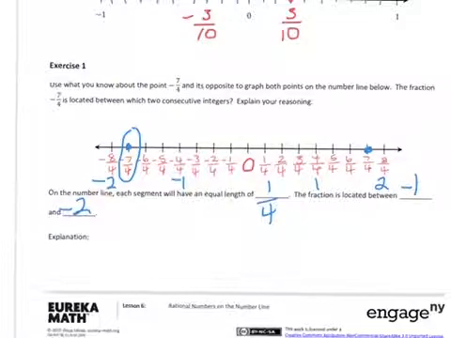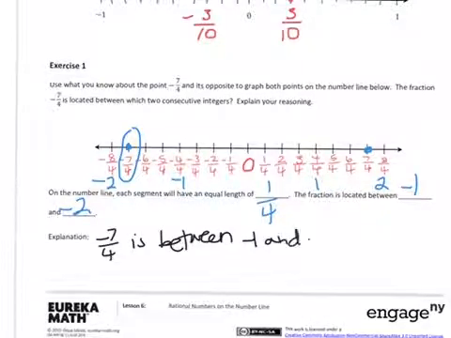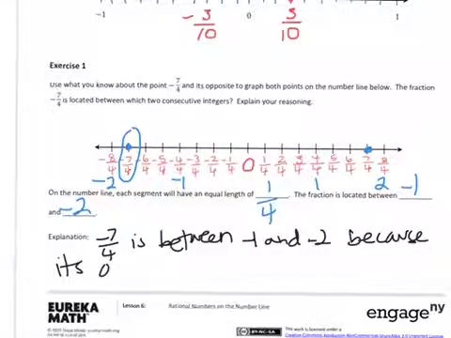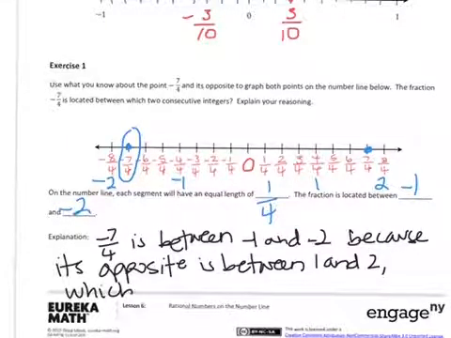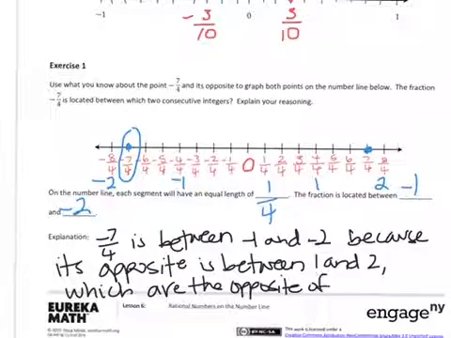So we can try to explain that in the best way that we can. -7/4 is between -1 and -2 because its opposite is between 1 and 2, which are the opposite of -1 and -2. So we can just kind of explain it by using our opposites. When you have that copied down in your notebook, go ahead and go on to the next page.